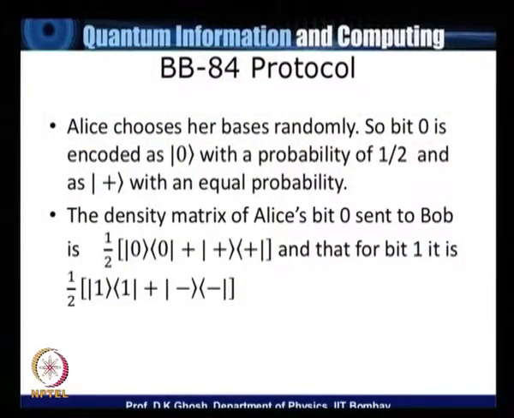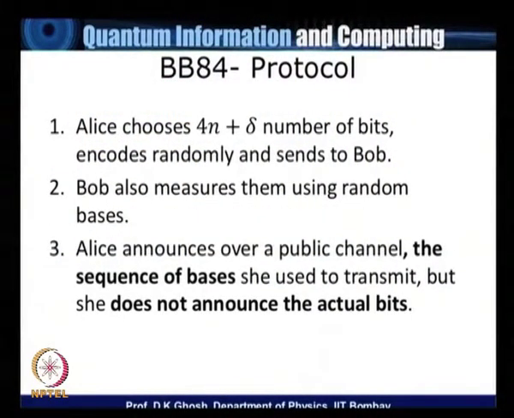The protocol works like this. To start with, Alice will choose, let us say, 4n plus delta number of bits, and encode them randomly, as we have said, using a toss, and then send them to Bob. Now Bob also will measure them using another set of random bases. Then, as we have said, Alice would announce over a public channel the sequence of bases she used to transmit them. But remember, she never announced what bits she actually transmitted.